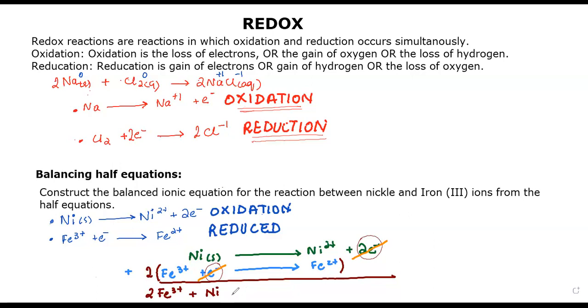So next we have our arrow. Then we will add everything on the right hand side. On the right hand side, I have nickel 2+ and iron 2+. So there we go. All done. This is the final and complete balanced equation for the reaction between nickel and iron 3+ ion. Right? So this is how you can take two half equations, balance out the number of electrons, and use them to figure out what the overall equation is going to be.